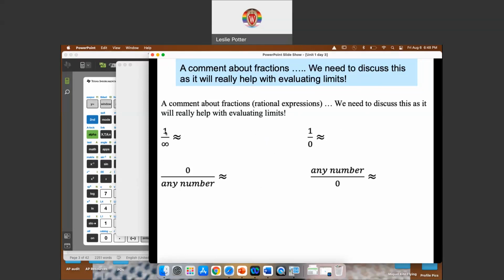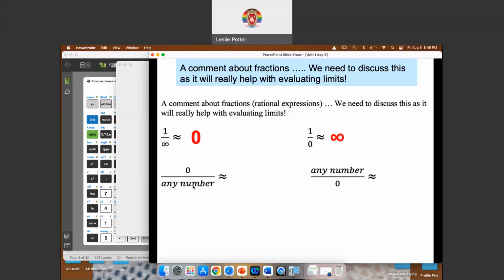So 1 divided by 1,000,000 is 1 divided by a really big number. When we take 1 and divide it by a really big number, we get tiny pieces, so we can approximate that as 0. Likewise, 1 divided by 0 is taking 1 and dividing it by nothing, and that is infinite. That will lead to a really big number.